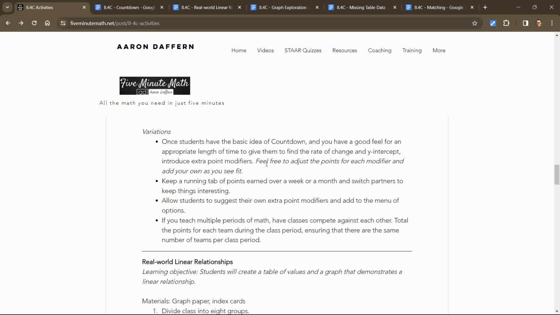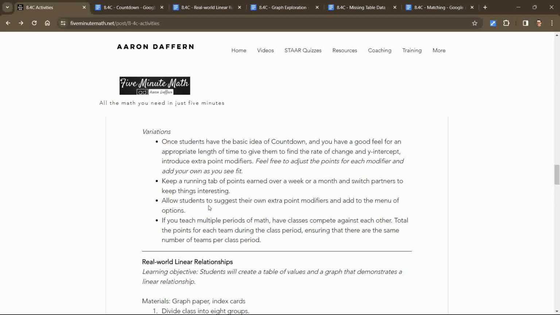Keep a running tab of the points, so maybe it doesn't end in one day. You do this slowly over a week, over a month. You could switch partners so that students that are falling behind don't feel like they're stuck with students that are struggling. They just each earn individual points, or each student earns the points that the team earns. You keep track of it, keep it going for a few weeks.